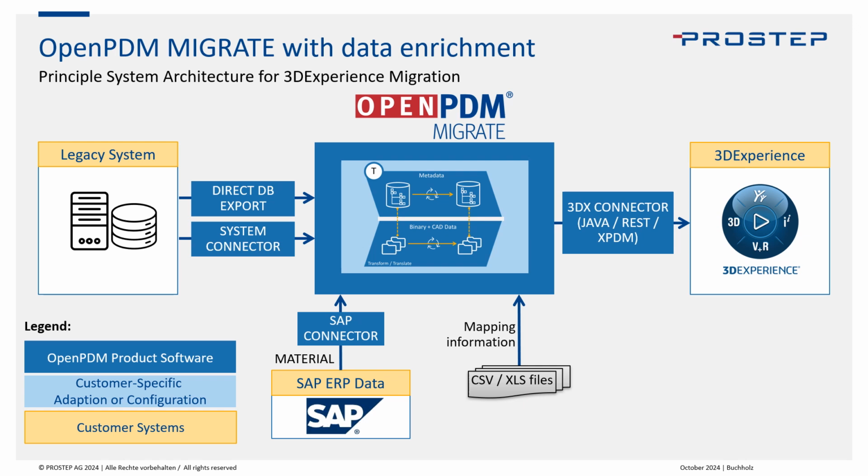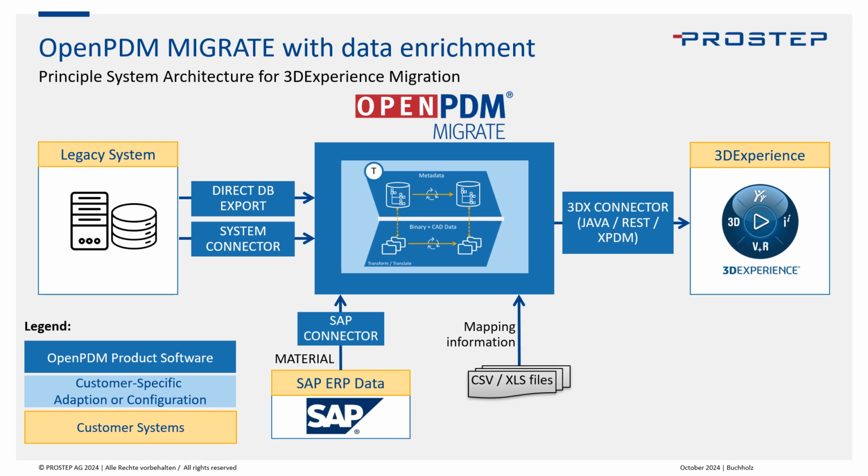Once this data is exported into our staging database inside OpenPDM Migrate, it can be enriched. For example, in this use case, we don't have all the information in the legacy system. What is missing is the material information. And in this use case, we are pulling that material information through the OpenPDM SAP connector from an SAP. So this is one example of how this data can be enriched during the migration process.